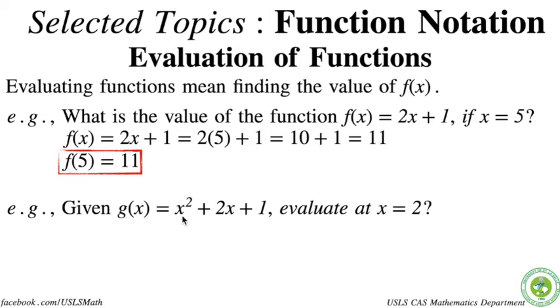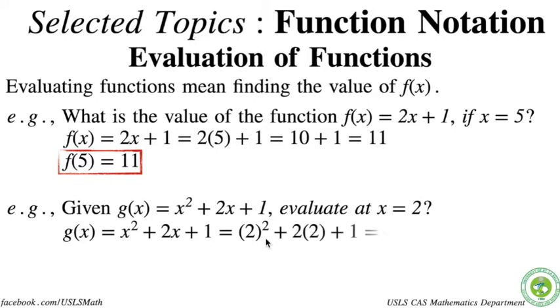Imagine this x here will become 2, this x here will become 2, there's no x here, so leave it be. So we can say 2 squared, it's going to give us 4. 2 times 2, it's also going to give us 4. So 4 plus 4 plus 1, that will give us 9.